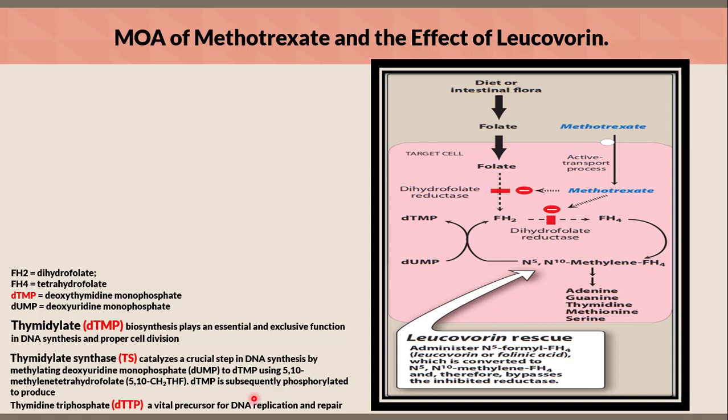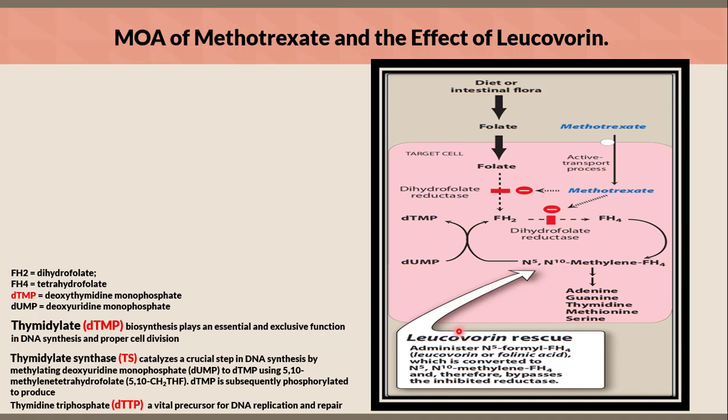DNA replication and repair. When it comes to the mechanism of action of methotrexate, it enters the cell through an active transport process, and methotrexate inhibits dihydrofolate reductase, and as a result impairs the synthesis of deoxythymidine monophosphate and inhibits DNA replication and repair. The N5,N10-methylene tetrahydrofolate is crucial to form adenine, guanine, thymidine, methionine, and serine.